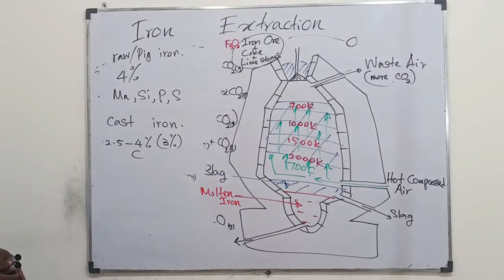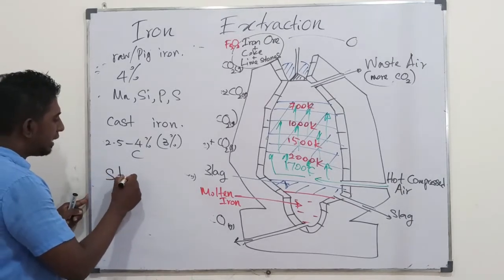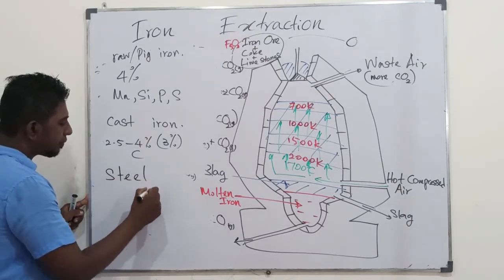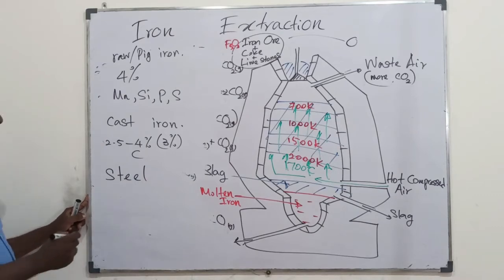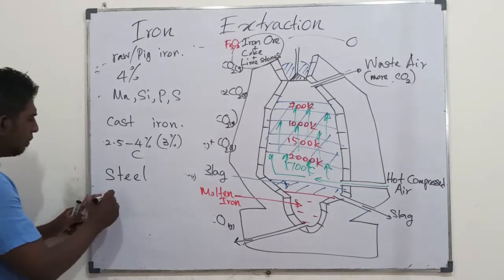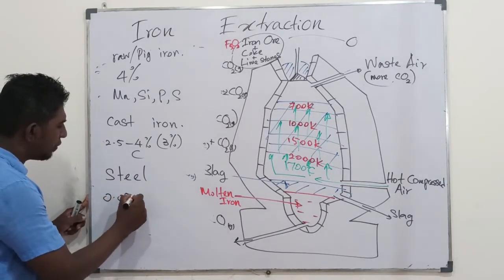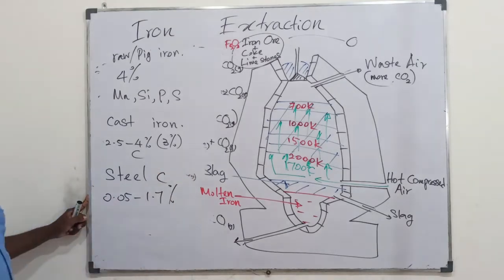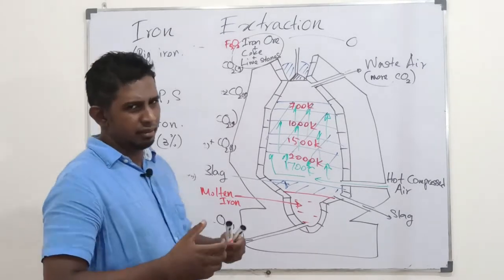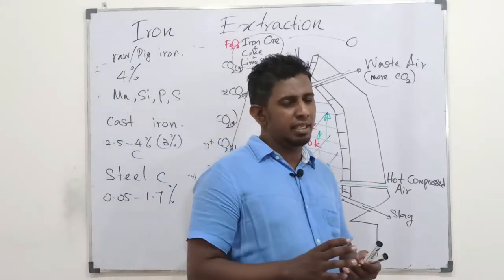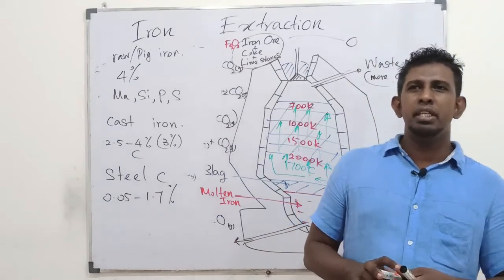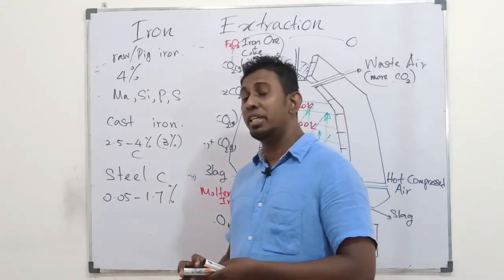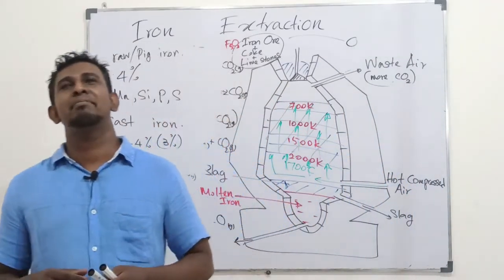Then students, you could manufacture steel. It is the other one, steel. When you consider steel, it has 0.05 to 1.7% of carbon in it. So there are different qualities of steel. So you could find high quality, mid quality or average quality steel.